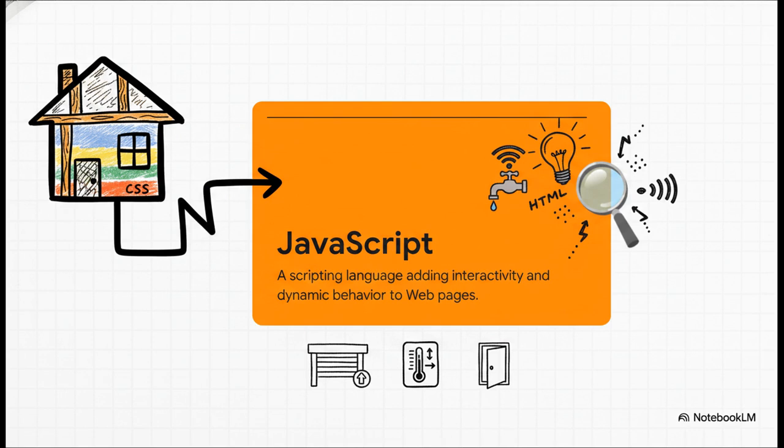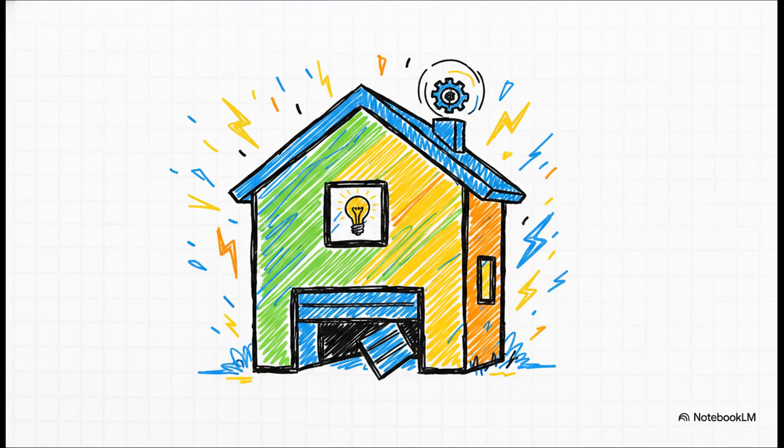To finish out our house metaphor, if HTML is the framing and CSS is the paint, JavaScript is the electricity, the plumbing, and the smart home interactivity. It's the garage door opening when you push a button, the thermostat adjusting, and the lights kicking on when you walk into a room. It makes the house truly functional. Through specific interactive actions, JavaScript transforms our rigid structure into a highly responsive environment.